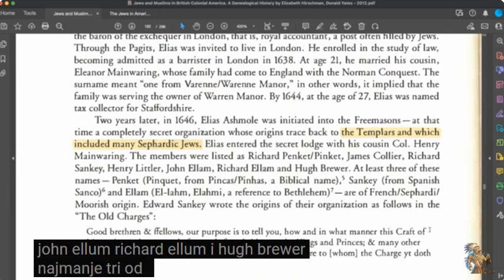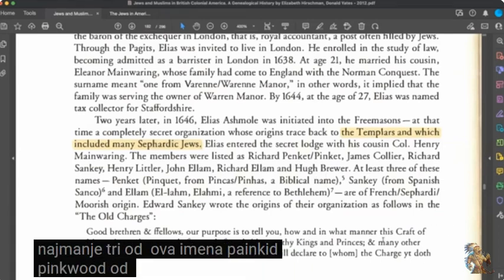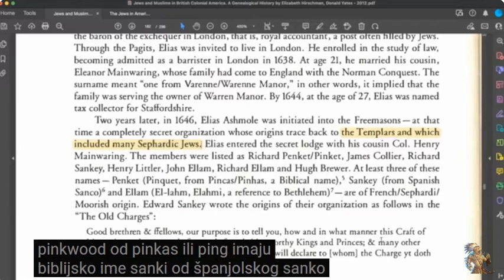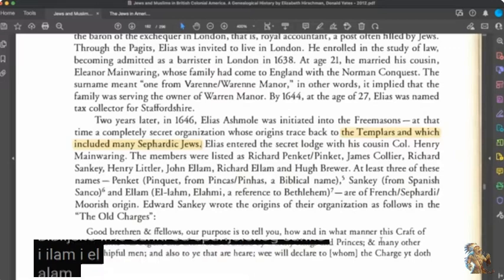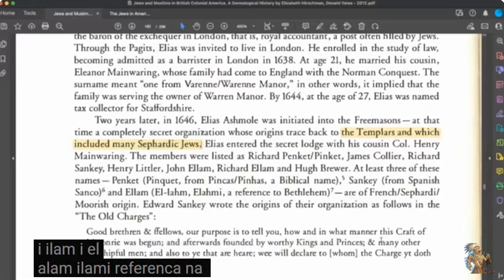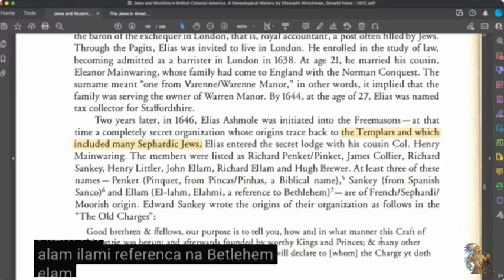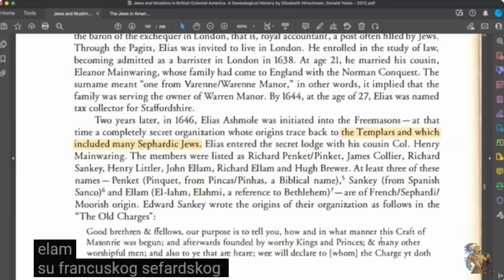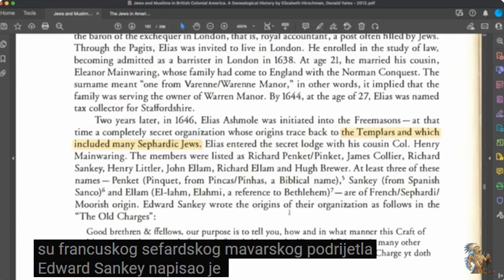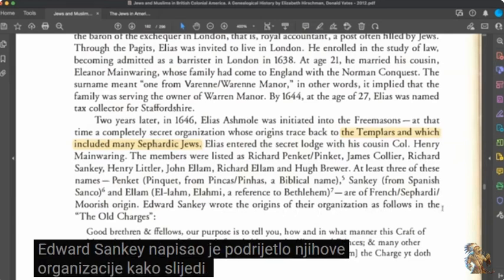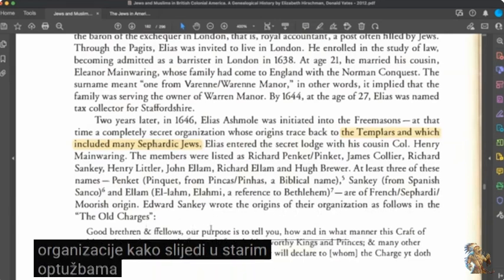At least three of these names, Pinkett from Pincas or Pinhas, a biblical name, Sankey from Spanish Sanco, and Elam, Elami, a reference to Bethlehem, are of French Sephardic Moorish origin. Edward Sankey wrote the origins of their organization as follows in the Old Charges.